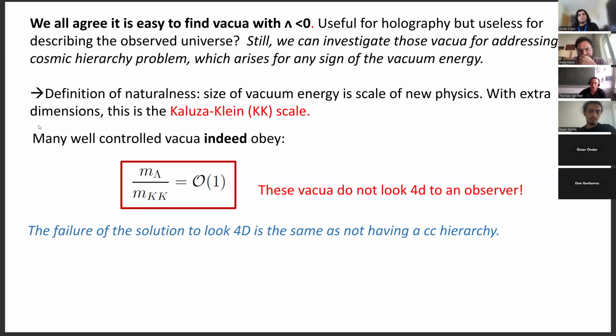Indeed, what do we see in AdS5 cross S5? We see that the energy scale, which I called m lambda, or the mass scale associated with the cosmological constant, is of exactly the same order as what we call the Kaluza-Klein scale. And you know this, right? Because it's just a statement that in AdS5 cross S5, the curvature scale of AdS5 is the same as the curvature scale of the S5.